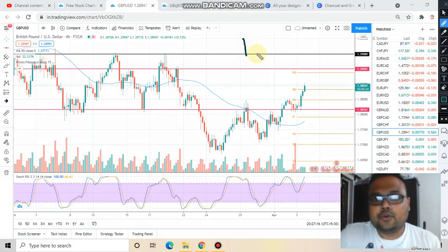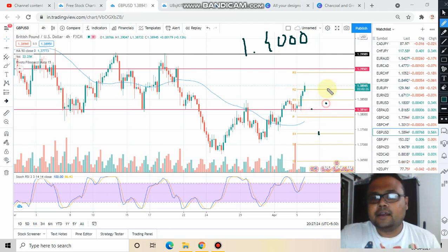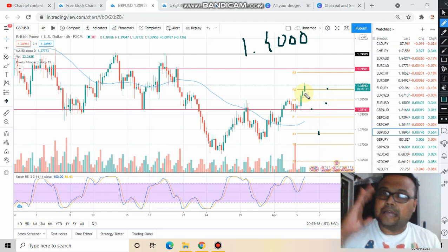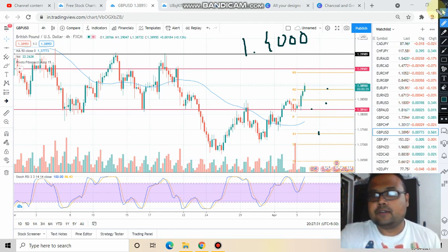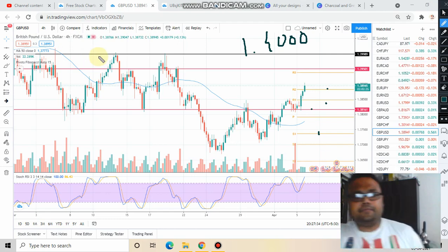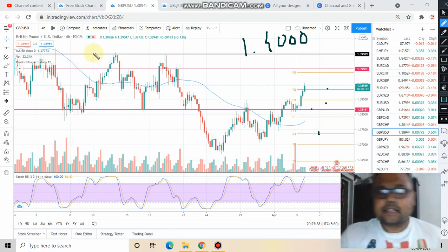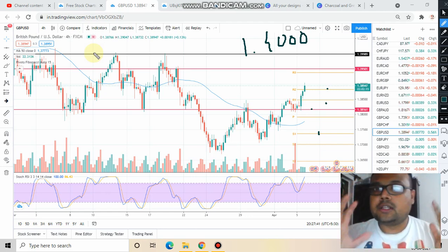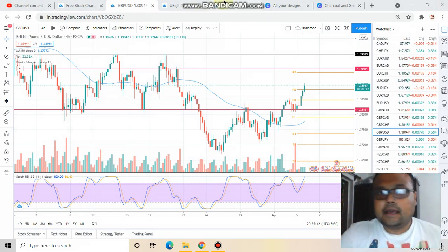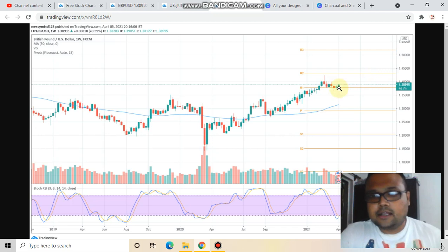I would like to show you 1.400. 1.400 is a very important level for you, because wherever you enter, do remember that the market has got extreme support at the 1.400 level. If you see here, the 4 hour chart is also telling us that the market has got crucial resistance, and the weekly chart is also telling us the same story.